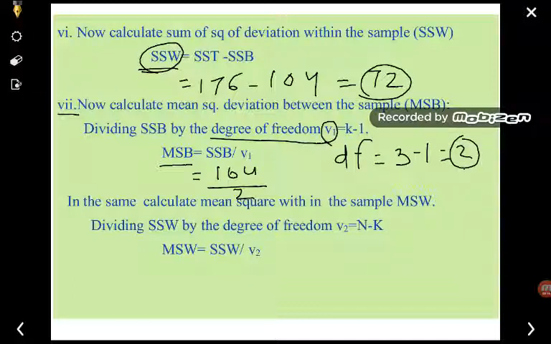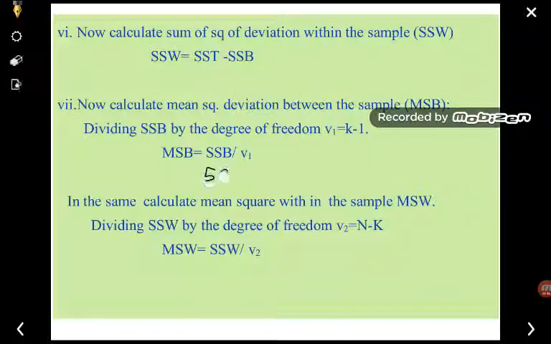So MSB, mean square deviation between the samples, is equal to SSB. We know that SSB is 104. So 104 divided by the degree of freedom, that is V1, which is equal to 2. So we will get 104 divided by 2 is equal to 52. So we got MSB as 52.